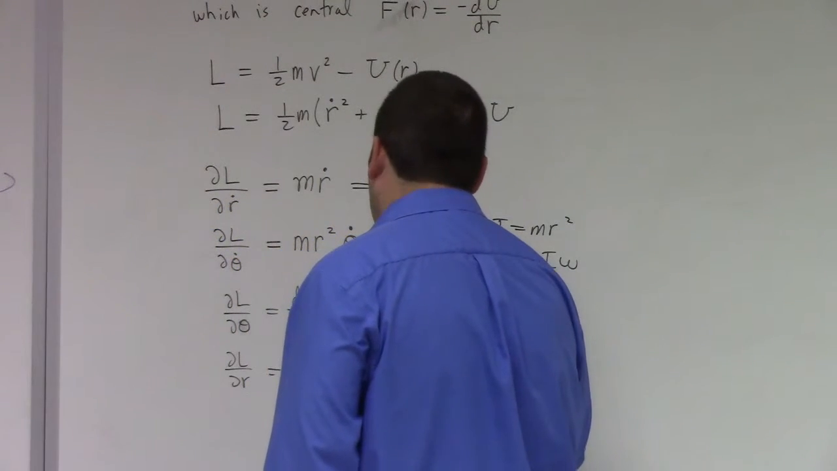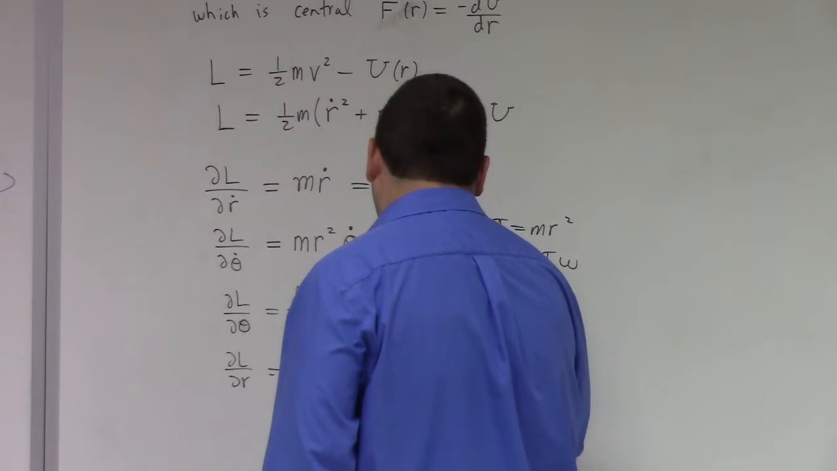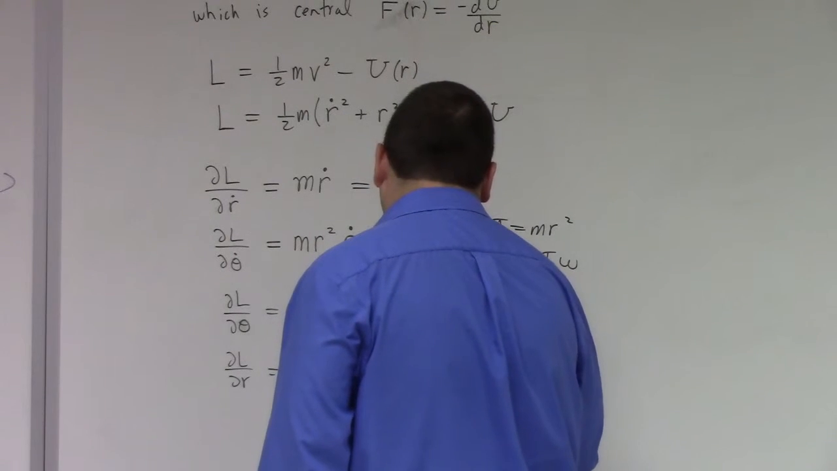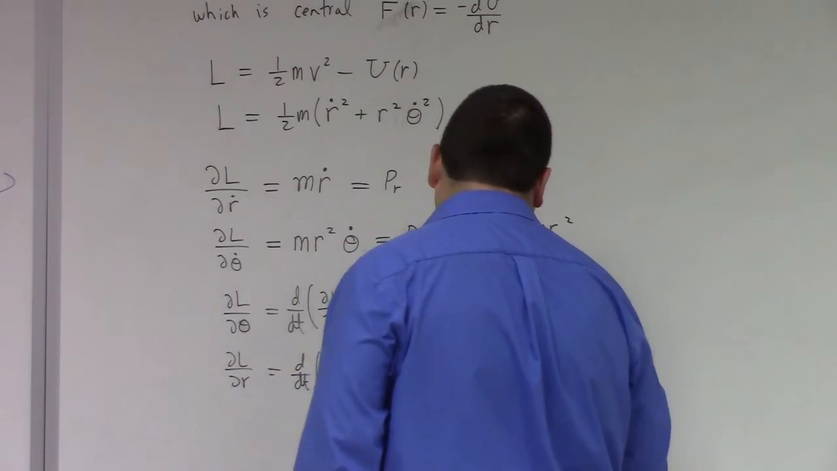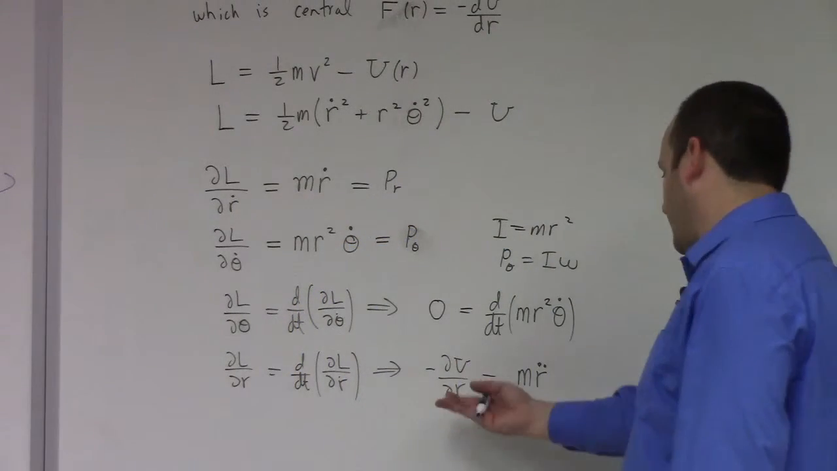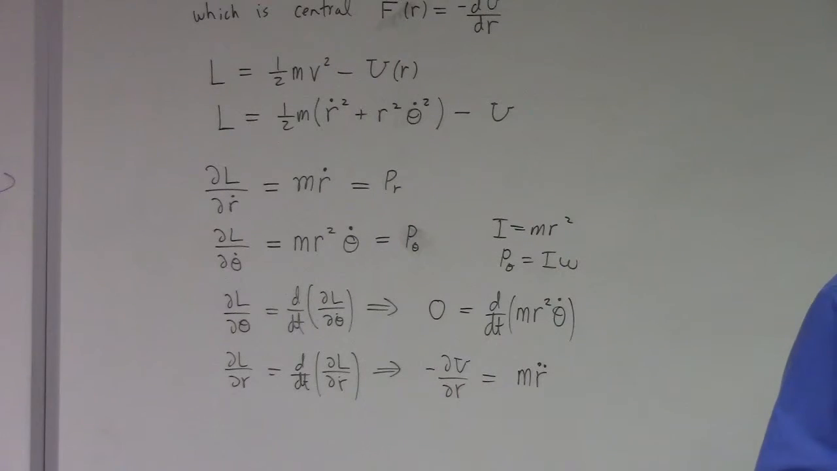It's just the minus partial u partial r is r double dot. In other words, the radial force is equal to the mass times the radial acceleration.